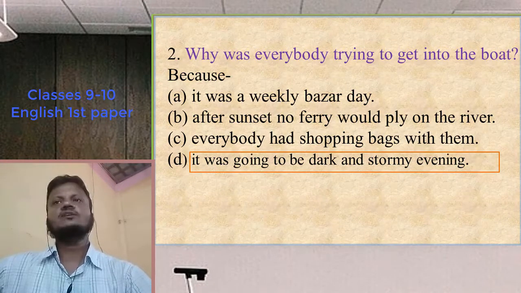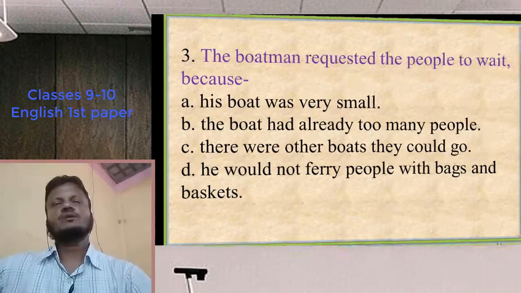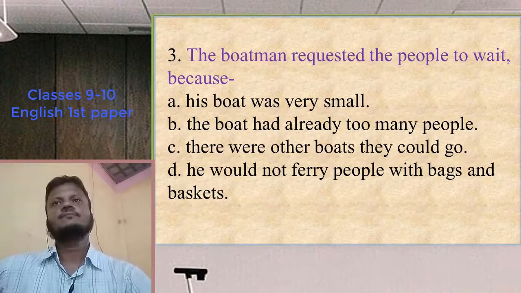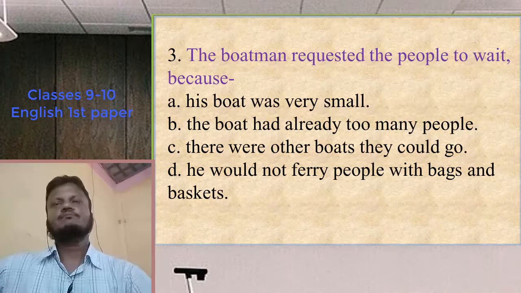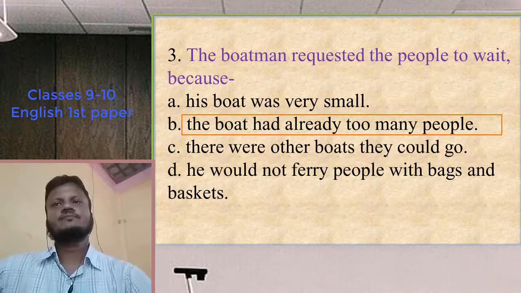And question 3, the boatman requested the people to wait because his boat was very small, the boat had already too many people, there was another boat they could go on, or he would not ferry people with bags and baskets. Okay, what will be the answer? It will be: the boat had already too many people.